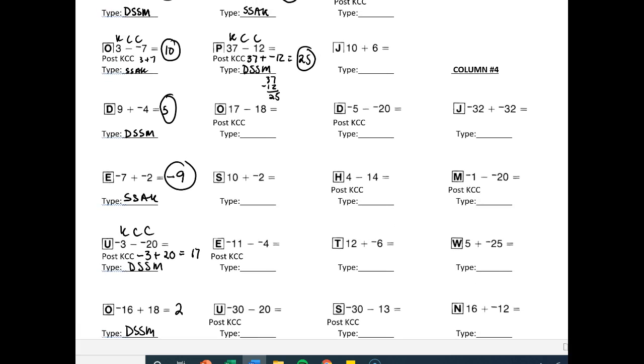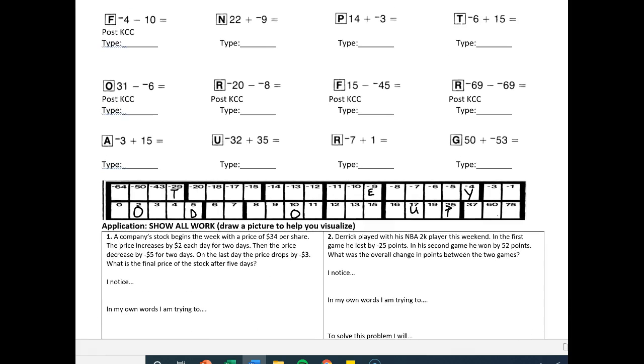And one last one, 17 minus 18, KCC. So keep the 17, change the minus sign to a plus sign, change the positive 18 to a negative 18, DSSM. So 18 minus 17 is 1, but you have more negatives, so it's negative 1. So O on negative 1.